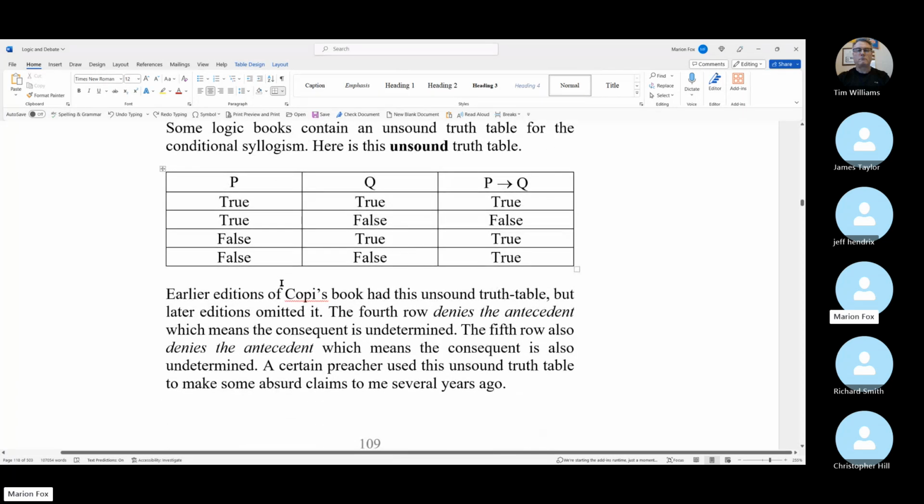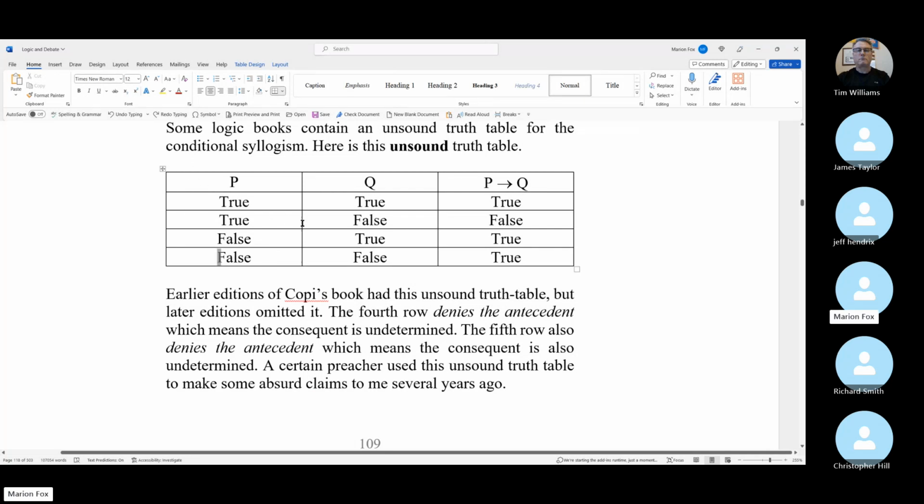Now, earlier editions of Copi's logic book had this unsound truth table. This truth table has been in a lot of logic books, but later editions omitted it. And what we get into here is that there's a bunch of logic books that had it wrong. This truth table is not sound. The fourth row denies the antecedent.